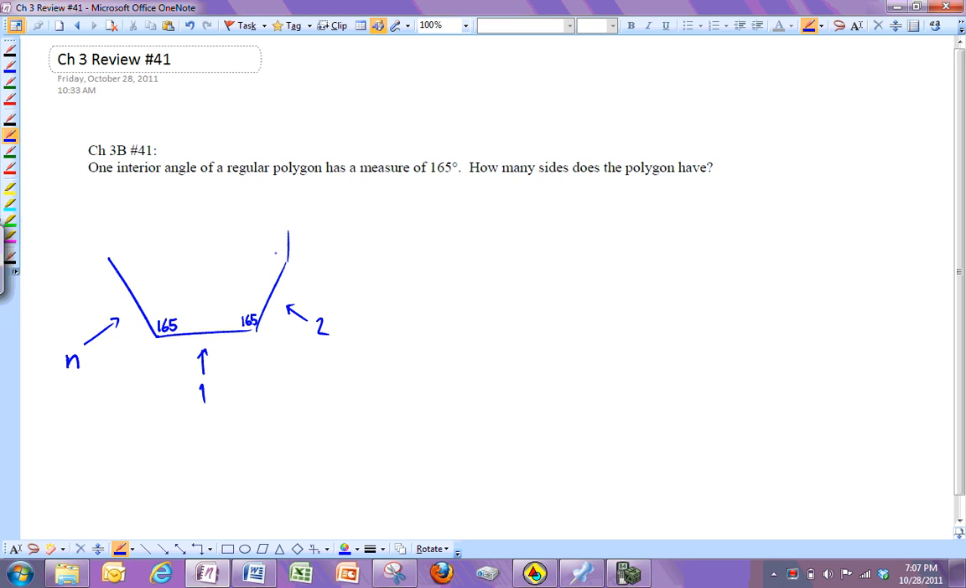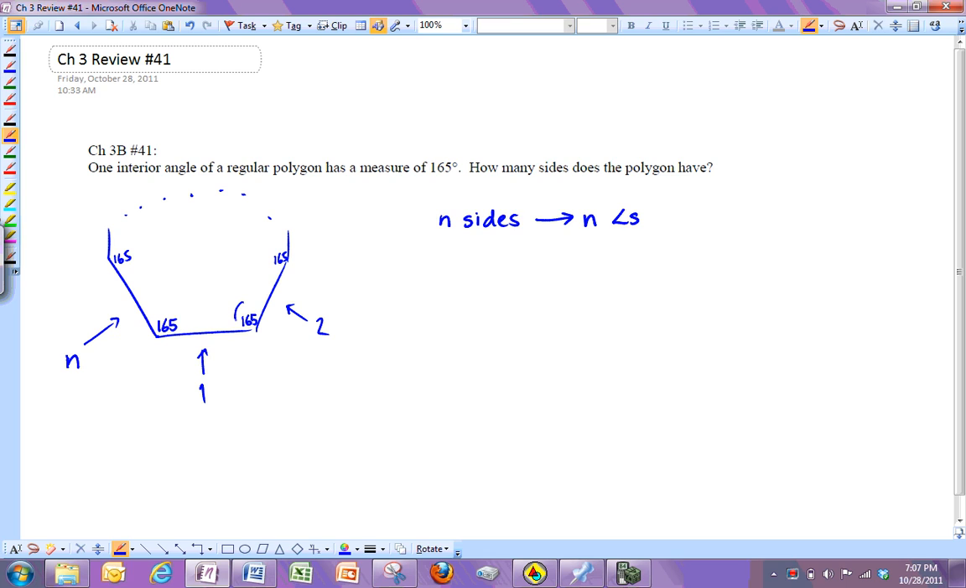So if there was one here, this would be 165, same thing over here, this would be 165, and there are a whole bunch of these going all the way around, but I don't know how many. Well, if I have n sides for a polygon, that means I also have n angles. A triangle has 3 sides and 3 angles. The quadrilateral has 4 sides and 4 angles. If I had a 10-sided figure, it would have 10 angles. So however many sides, that's how many angles I have.